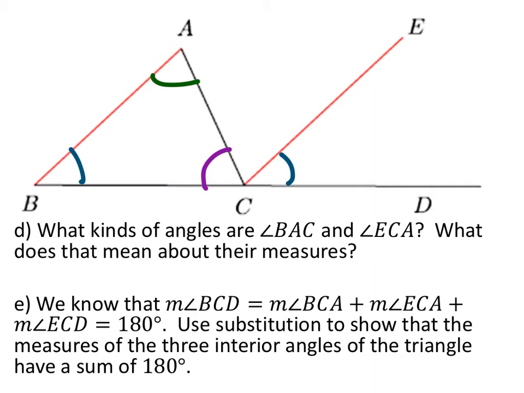All right, part D says, what kinds of angles are angle BAC and angle ECA, which would be this green angle here? What does that mean about their measures? All right, take 1 minute and talk about that with your partners. So on this one, we got those two red lines, AB and EC, they're parallel. And so the transversal for this one is AC, which makes these two green angles, BAC and angle ECA, alternate interior angles. And since the two lines are parallel, we know that they are equal.